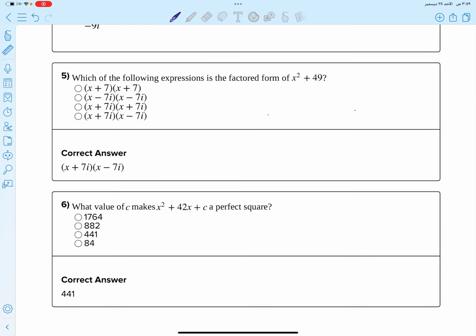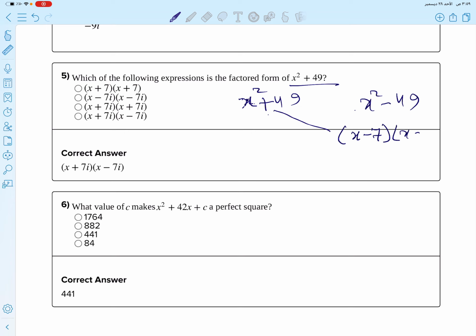Now question number 5, which of the following expressions is the factored form? Look how I can factor this: x squared plus 49. Look guys, as we know, x squared minus 49 is going to be x minus 7 and x plus 7, but we have positive here, so it's the same, I just need to add i to the number: x minus 7i, x plus 7i, because we have positive here.